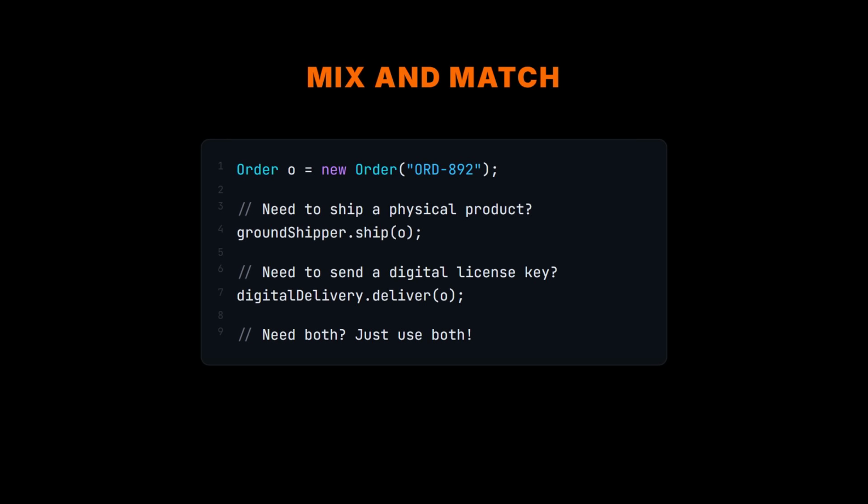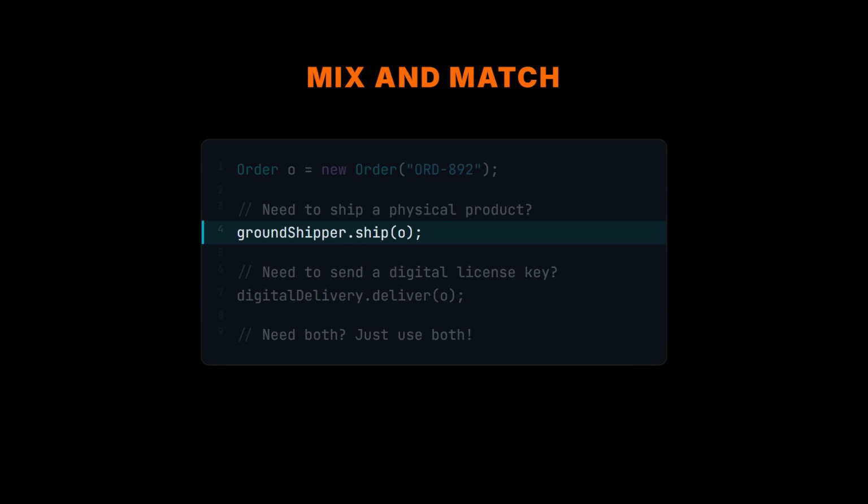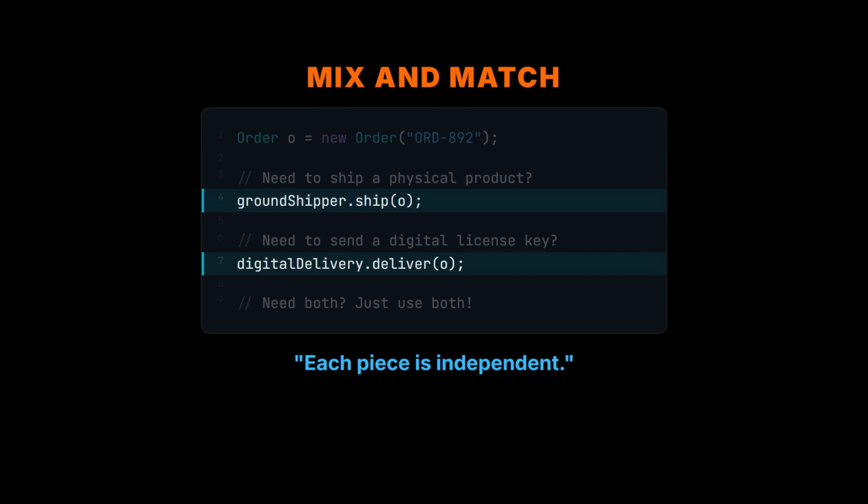Nobody else was affected. And now the consumer can mix and match. Want to ship a physical product and also send a digital license key with the same order? Just use both. Call groundShipper.ship, then call digitalDelivery.deliver. Done. Another part of the app could do something totally different. Ship via air, skip the invoice, whatever. Each piece is independent. You compose the behavior you need for your specific use case.